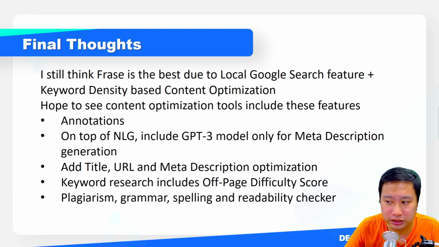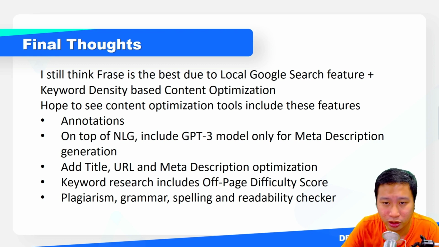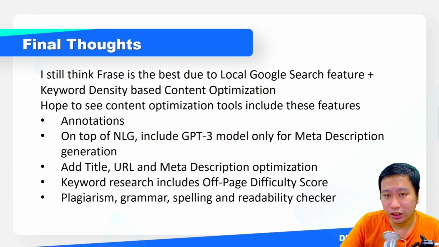NLG is the Phrase AI model, right? They should also include a GPT-3 model only for meta description generation, right? Because with meta description, it doesn't matter if you have the keyword inserted within the meta description itself anymore. Since like 12 years ago, keywords within the meta description have never affected search results at all, right? Except click-through rate, which does affect your ranking.